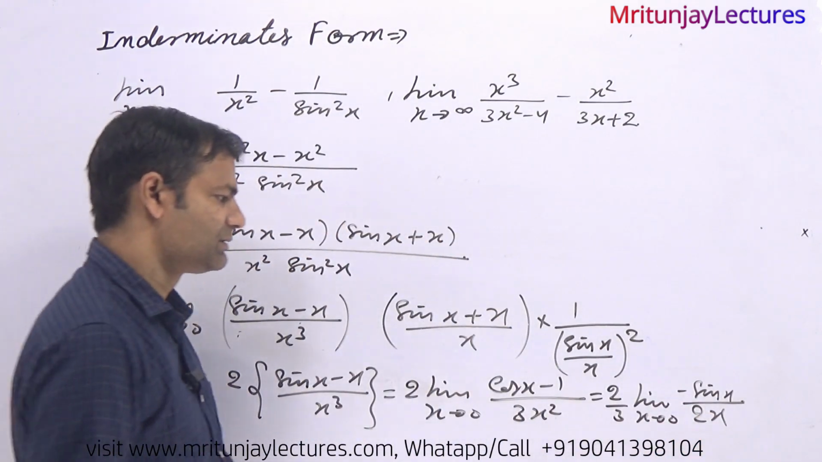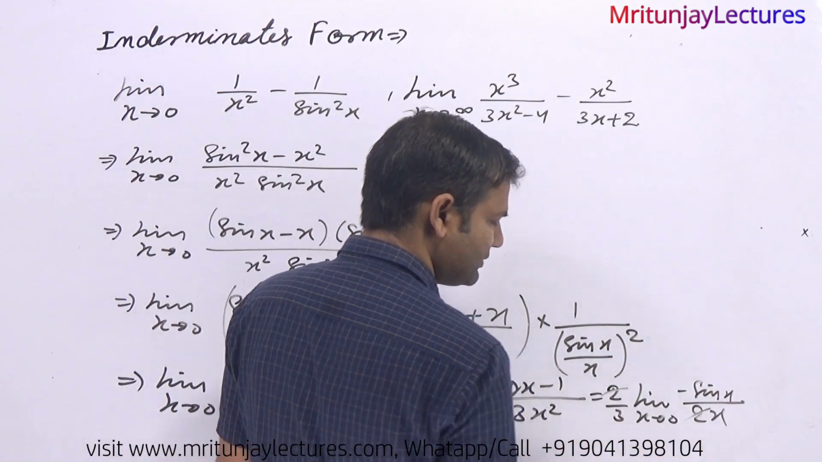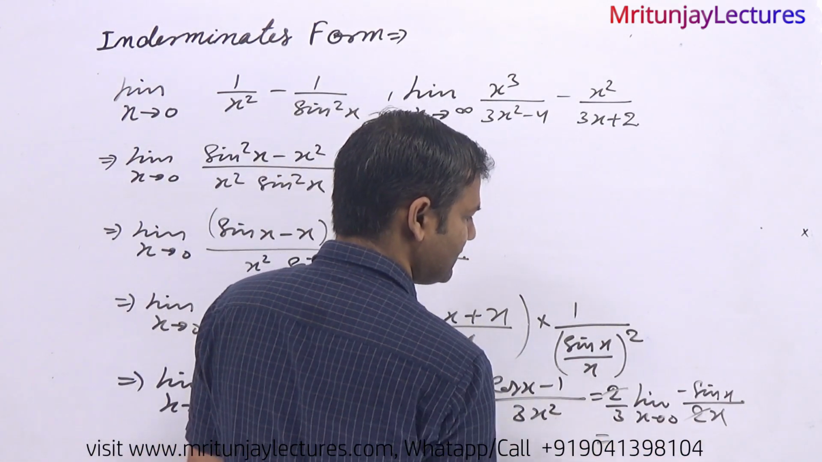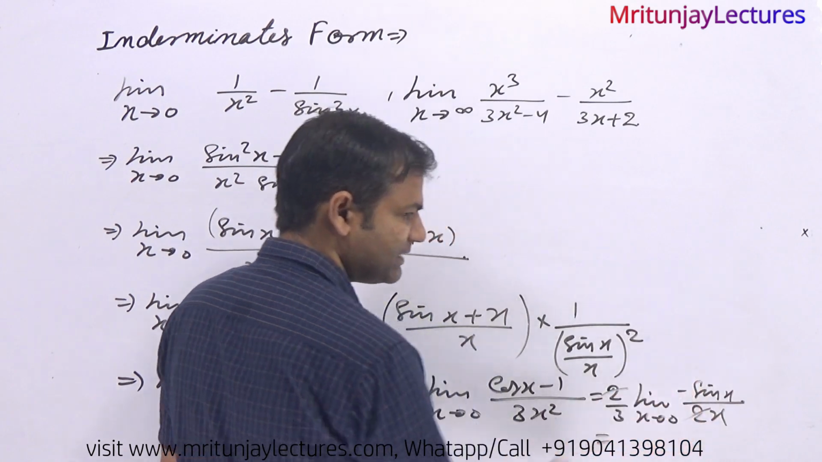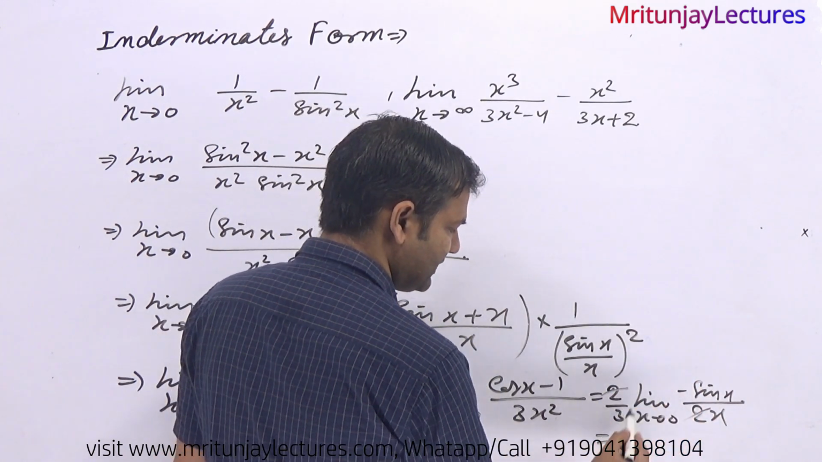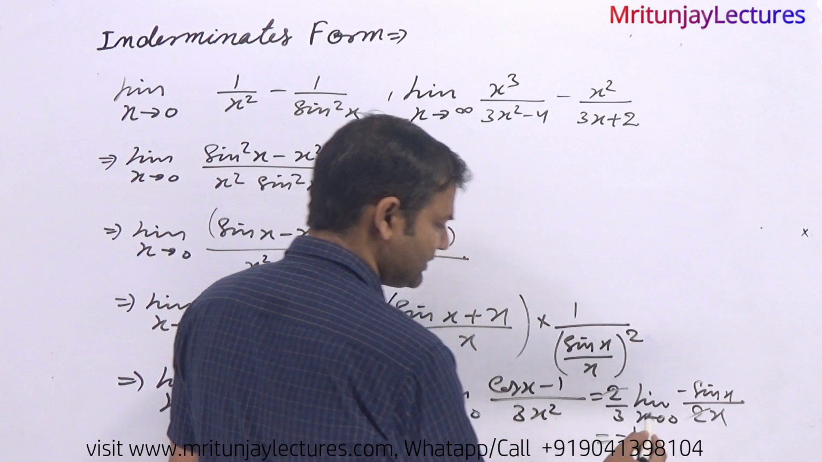2 and 2 are cancelled out, and again if we put this value, sin x by x as x tends to 0, that is 1. So minus 1 by 3 is the final answer.